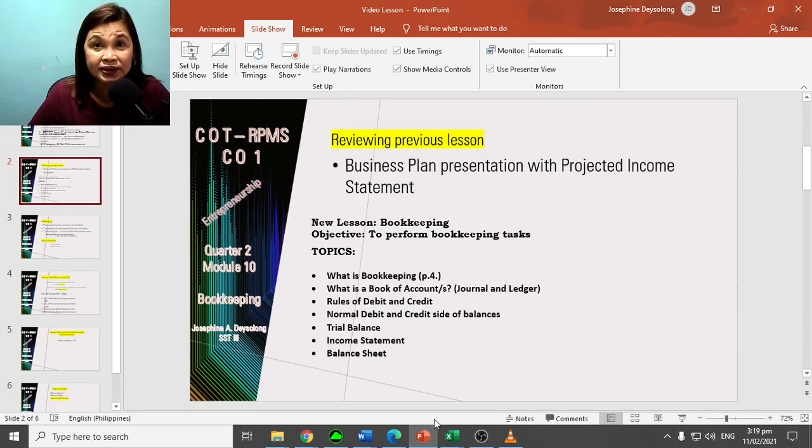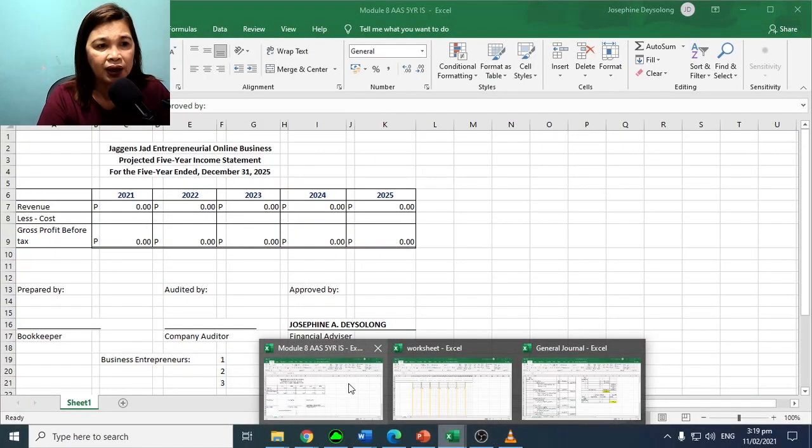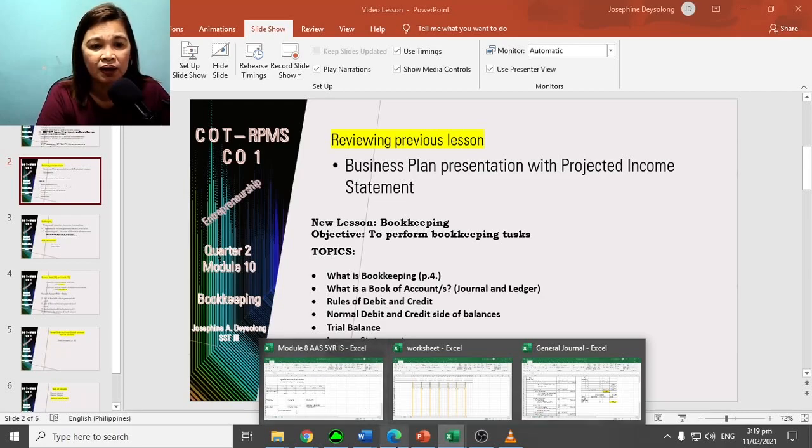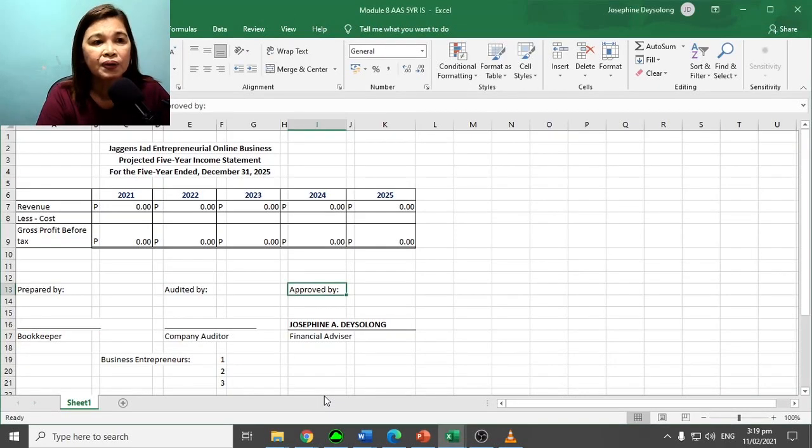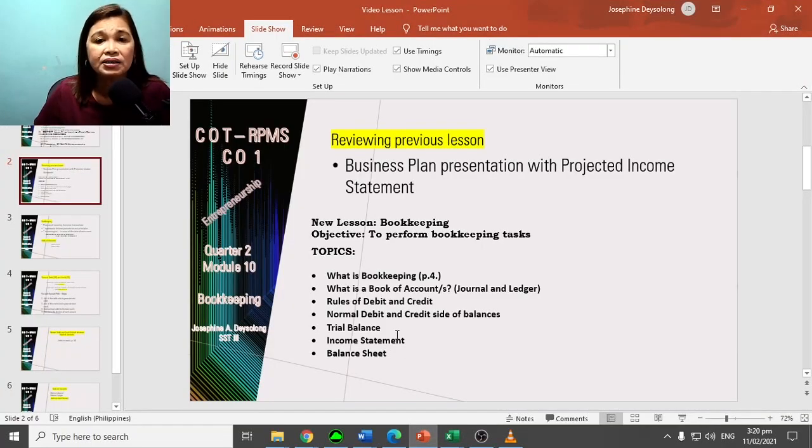We had our business plan presentation with projected income statement, and I asked you to make a five-year income statement, and this is projected. We have here revenue, and you just have to deduct the cost or the expenses from the revenue, and then you will arrive at the gross profit before tax. And that's it. That was our projected income statement, which the majority of you have already submitted.